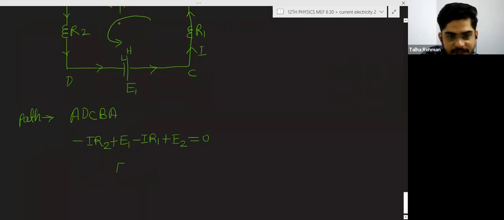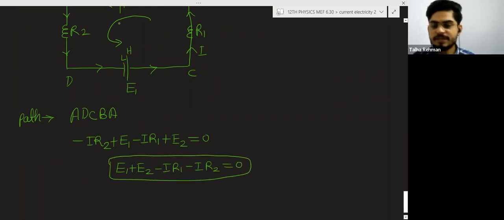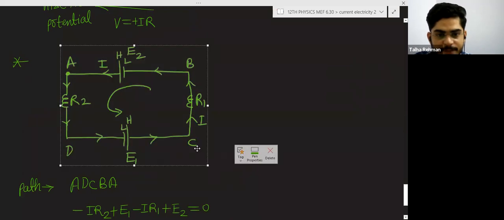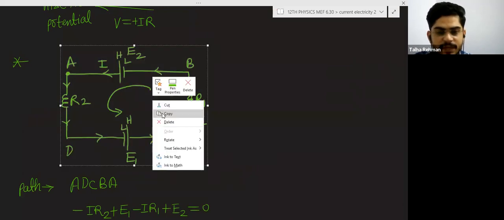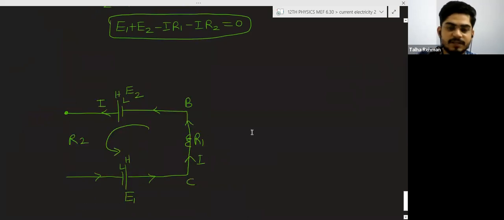Now you can write this as E1 plus E2 minus IR1 minus IR2 equal to 0. This is the final equation you will get. In this way you have to apply Kirchhoff's voltage law. Now I am taking this same circuit and applying this law in some different way.